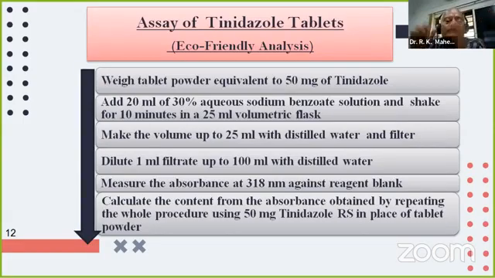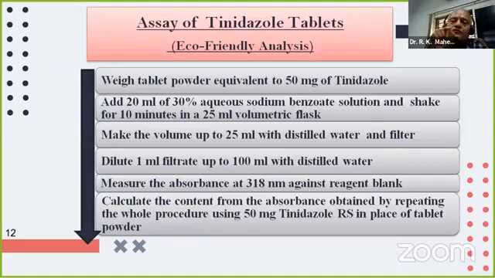For the reagent blend, you will take a 25 ml volumetric flask and put in 20 ml of 30% weight by volume solution of sodium benzoate. Dilute up to the mark with water, up to 25 ml. Then 1 ml of this solution will be diluted up to 100 ml with water. This solution is the reagent blend. It contains the same concentration of sodium benzoate which is present together with your drug in the sample solution.